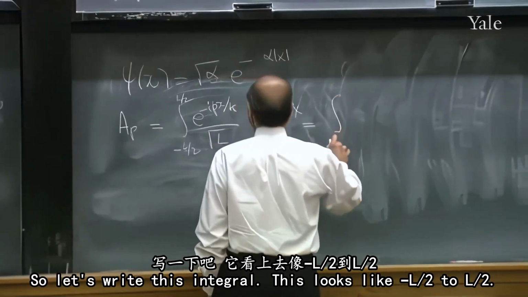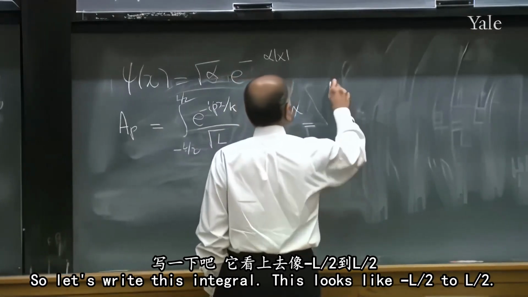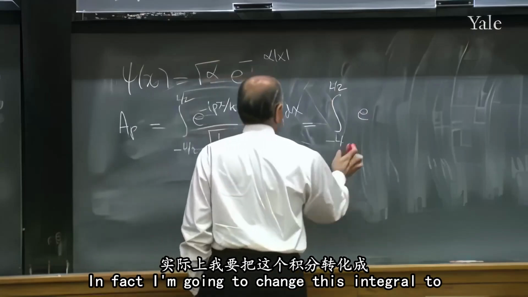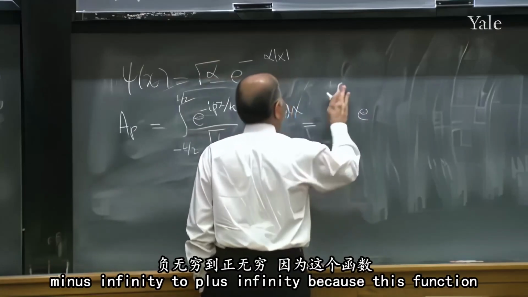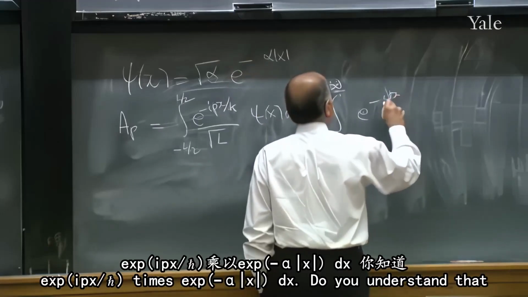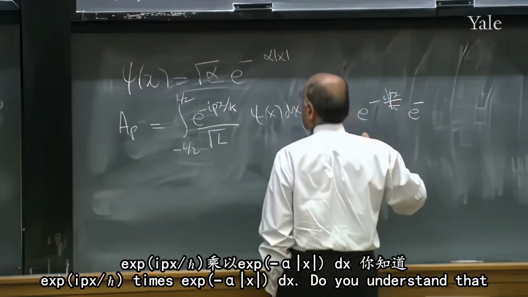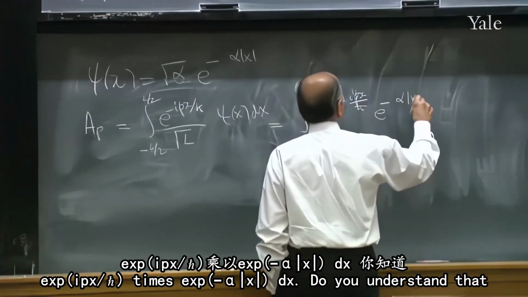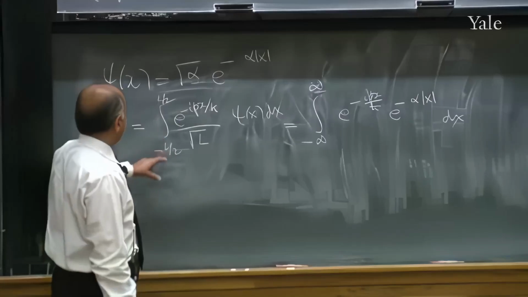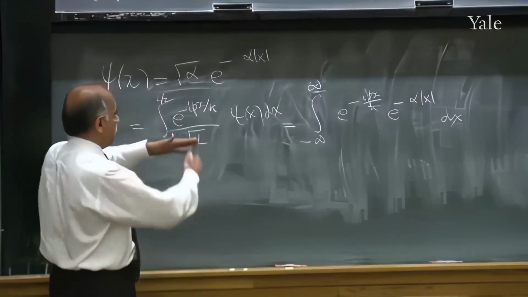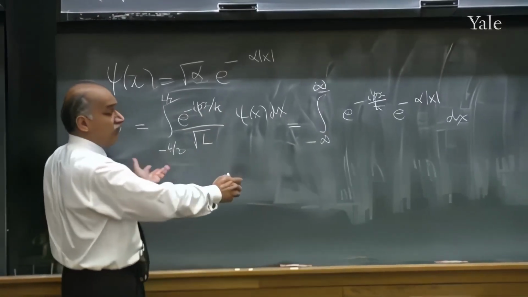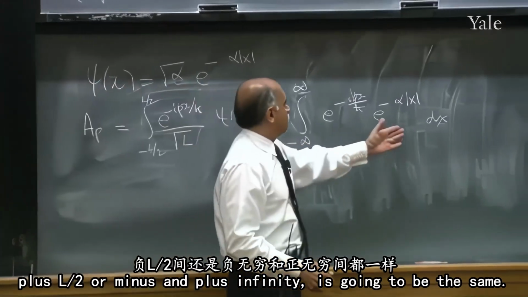So let's write this integral. In fact, I'm going to change this integral to minus infinity to plus infinity, of e to the iPx over h bar times e to the minus alpha mod x dx. Do you understand that these limits can be made plus and minus infinity, because the area under a graph that's falling so rapidly, whether it's between minus and plus L over 2 or minus and plus infinity, is going to be the same. It's just that this integral is so much easier to do.